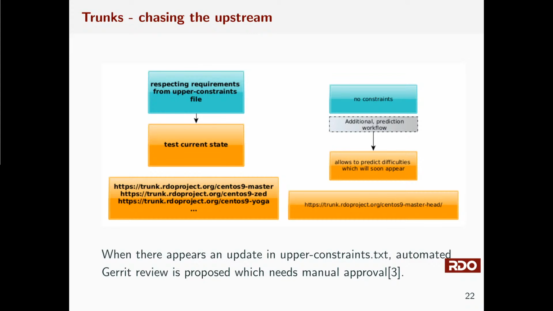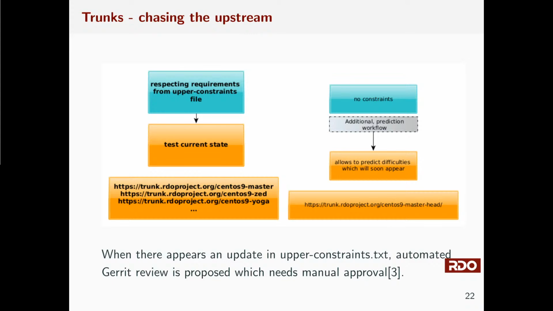Speaking of trunks, I have to mention that we have two approaches there. For one, we are respecting the upper constraints file, and these are our main builds. The output of those builds goes to the CentOS 9 master, CentOS 9 Zed, CentOS 9 Yoga trunks, and all the others we are building for. But we also have an additional prediction workflow done only for CentOS master, where we are not respecting the upper constraints. This approach allows us to predict the difficulties with a package build in the future, when the upper constraints file will be updated.